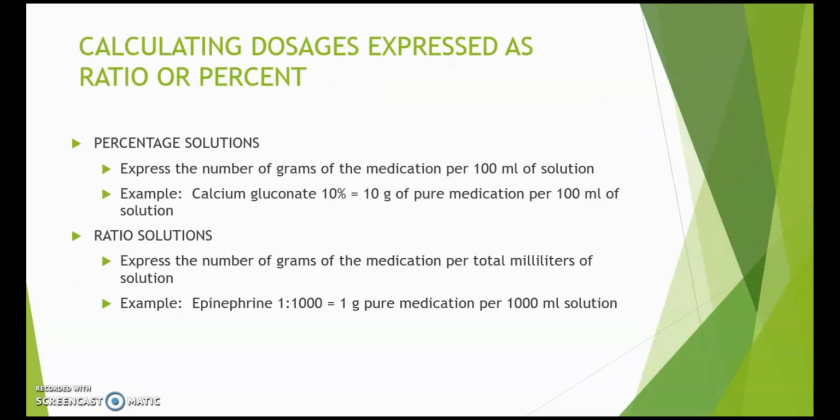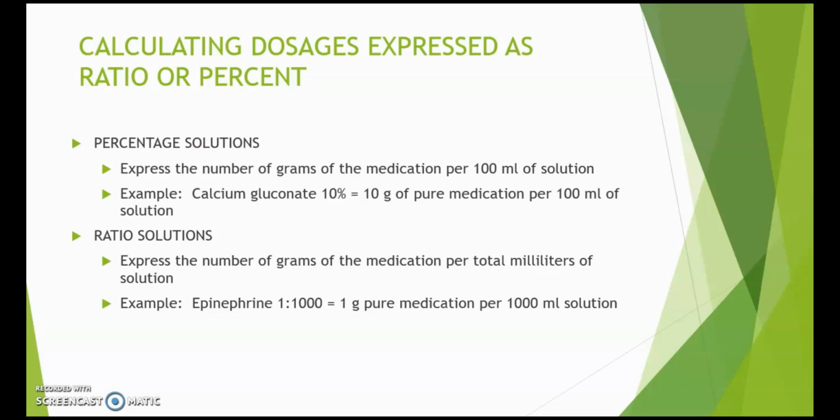Calculating dosage expresses ratio or percent. Now this is something that we need to pay attention to. It's straightforward, but we want to make sure not to confuse one with the other. Percentage solution is the first thing we're going to address here. It expresses the number of grams of the medication per 100 ml of solution. Example, calcium gluconate 10% is equal to 10 grams of pure medication per 100 ml of solution. So 10 grams per 100 ml.